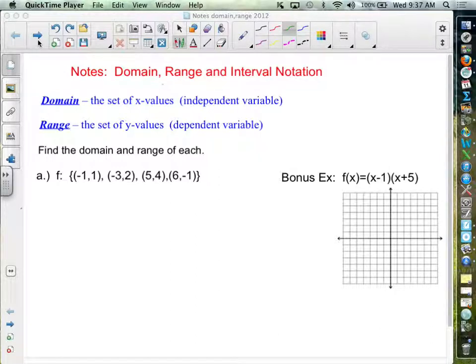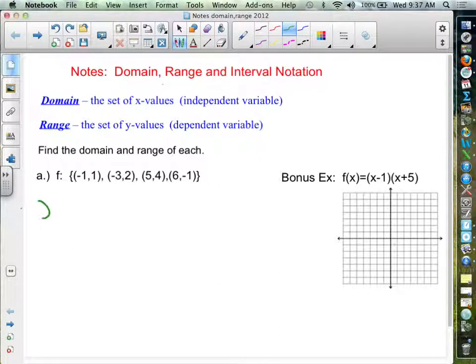So domain and range, the first one here is given to you in terms of just a set of points. It's 4 distinct points that we're looking at. So my domain for this one would be my x values, and the set of x values, you can write them in ascending order. So -3 is the smallest value, and then -1, and then 5 and 6. Or you can put them in the order that you see them. It really doesn't matter.